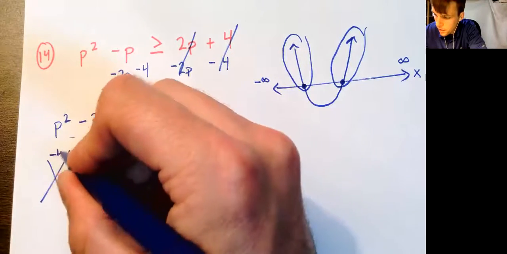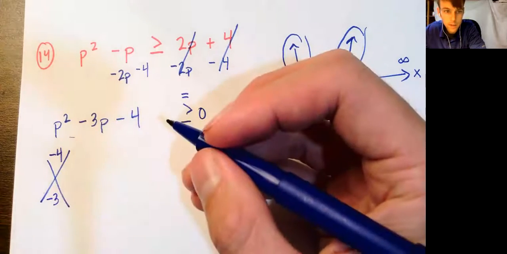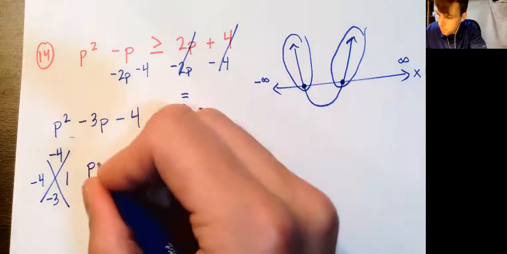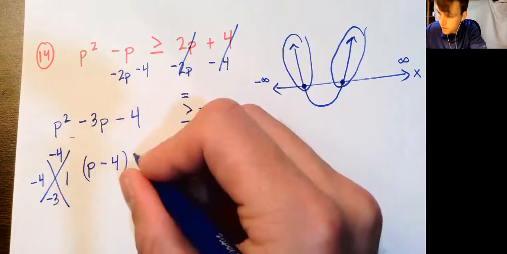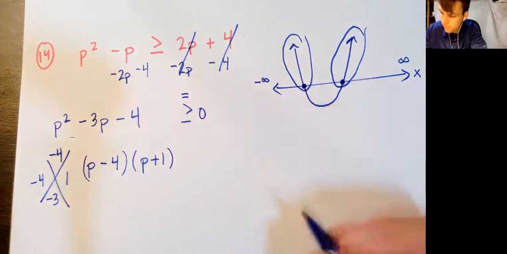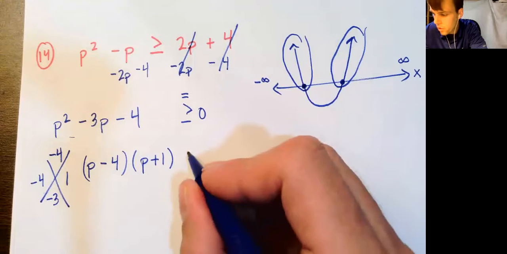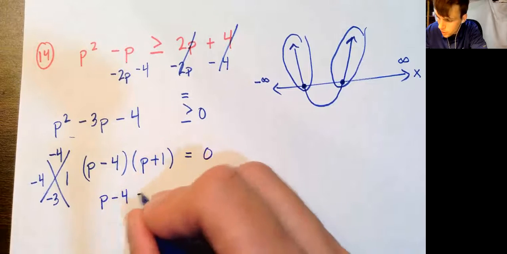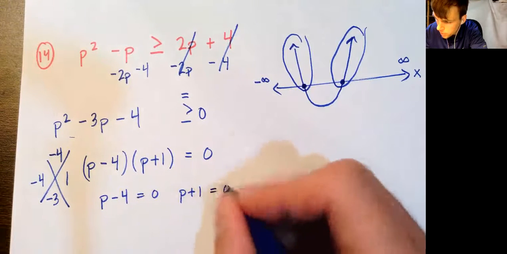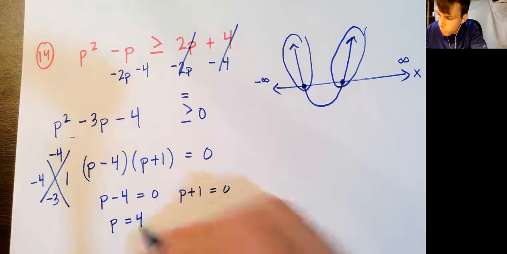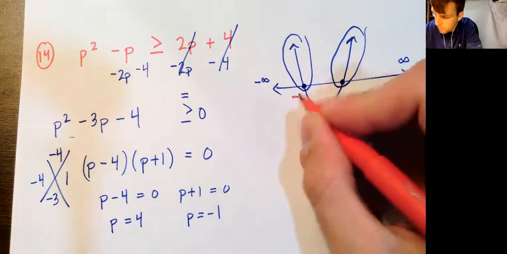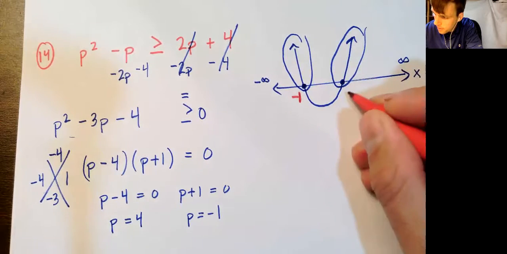We need two numbers that multiply to -4 and add to -3. We have -4 times +1. That would work. So our factors are going to be p minus 4 and p plus 1. And again, for our purposes right now, we're solving for these boundary values. We're just going to pretend it's an equation. So p minus 4 equals 0, p plus 1 equals 0. Our solutions are p equals 4 and p equals negative 1. So this number on the left side would have to be the negative 1, and this number on the right side would have to be 4.